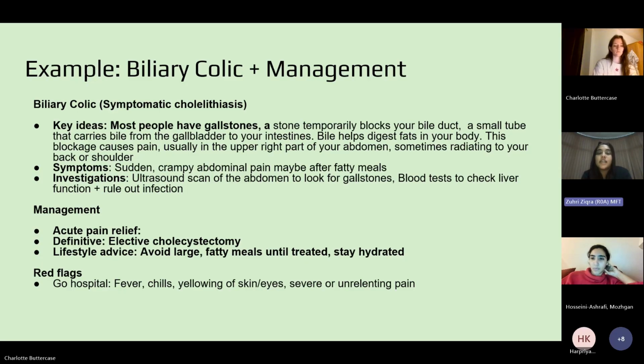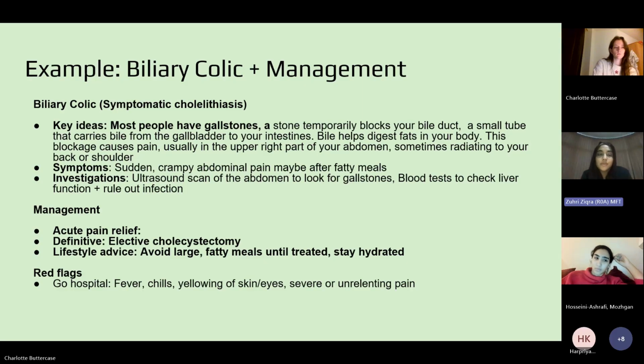ultrasound scan, look for gallstones in the first bit if that's not already been done. Blood test, check out their liver function, see any infections. Management-wise, you can mention pain relief, okay? The big thing for this station would have been give some good lifestyle advice. So avoid large fatty meals, stay hydrated, avoid dehydration. You could mention a bit of weight loss, exercise, general advice.